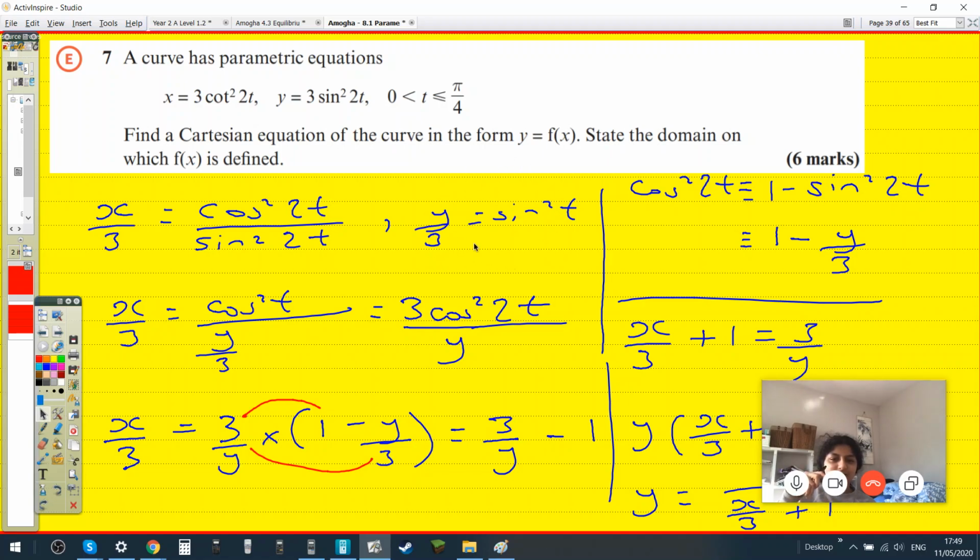I think the key here is sine squared t is equal to y over 3, because then the other one, when you have cos squared t, that's the same as 1 minus sine squared t. And you can go from there.